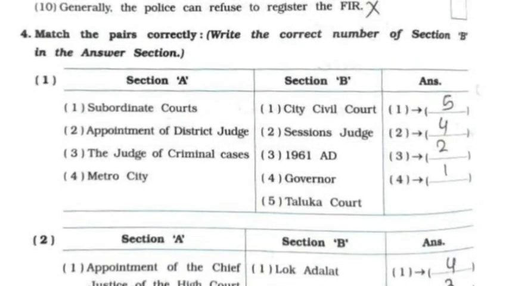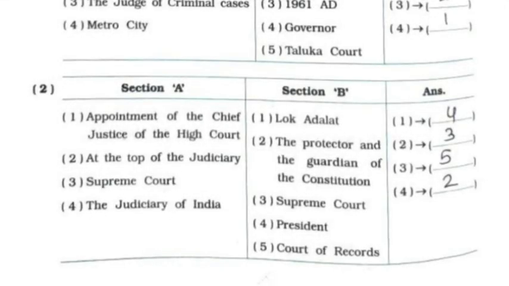Now we'll continue with question number 4, that is match the following. First answer is option number 5, Taluka Court. Second one is option number 4, Governor. Third answer is option number 2, Sessions Judge. Fourth answer is option number 1, City Civil Court. Now second part, first answer is option number 4, President. Second answer is option number 3, Supreme Court. Third answer is option number 5, Court of Records. And fourth answer is option number 2, the protector and the guardian of the Constitution.